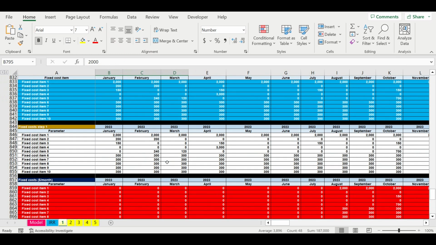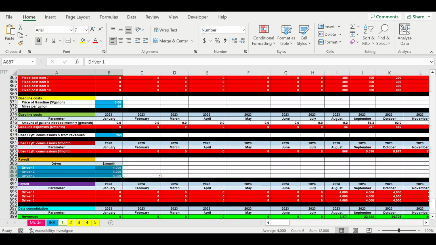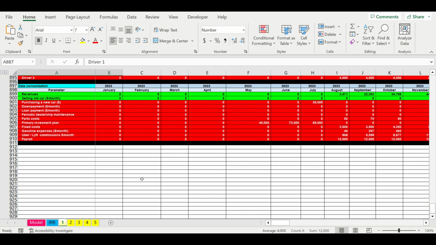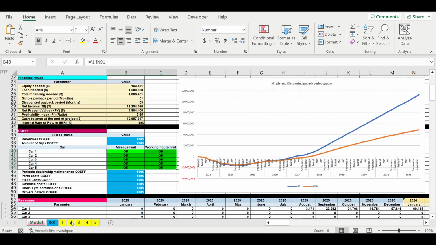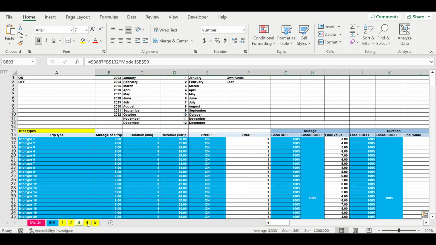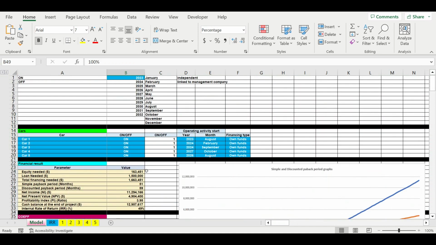Then we are moving to gasoline expenses, Uber or Lyft commissions, payroll for this car, driver's payroll. And then the same story is happening for car number 2, 3, 4 and 5. So here we can set up the first year of projections.